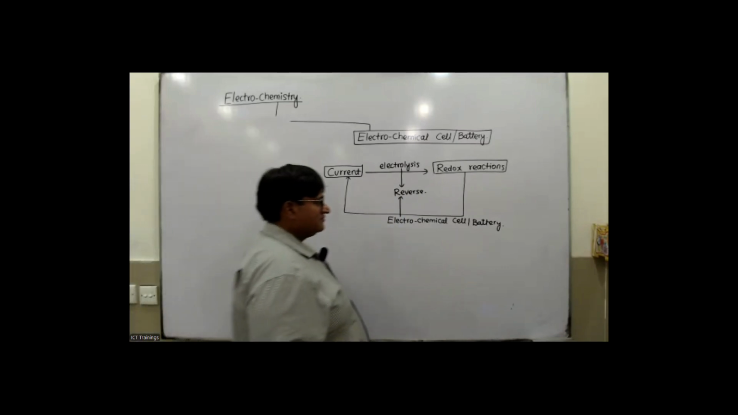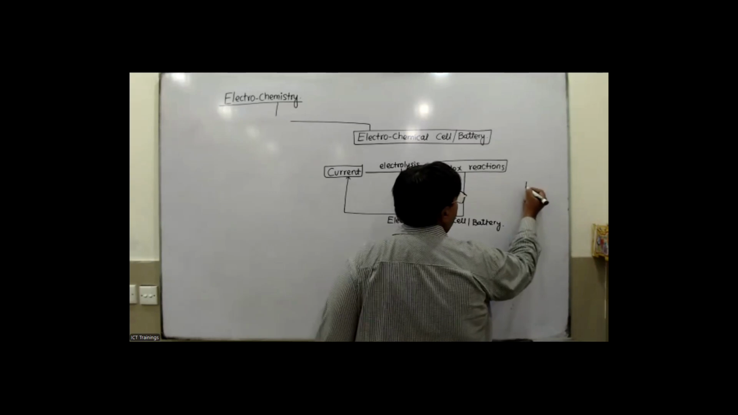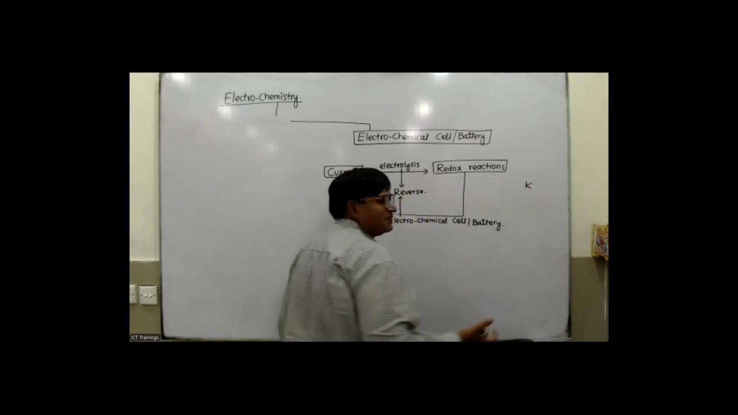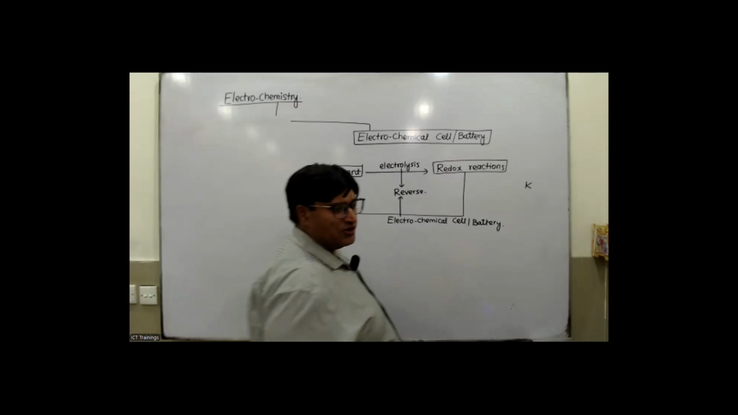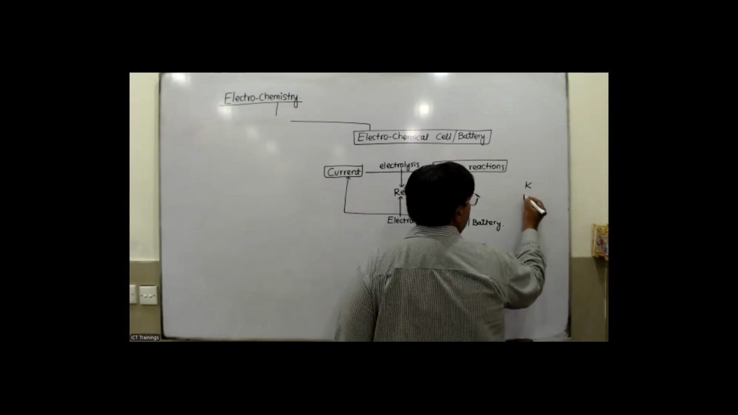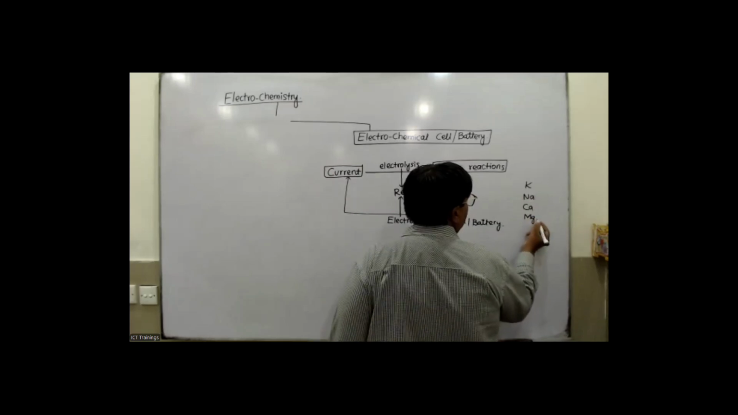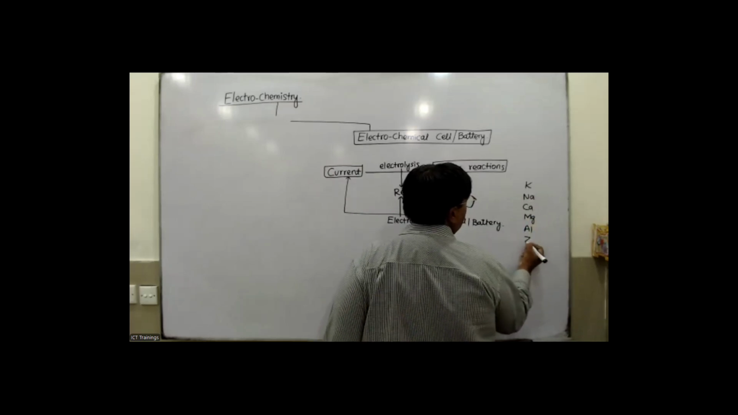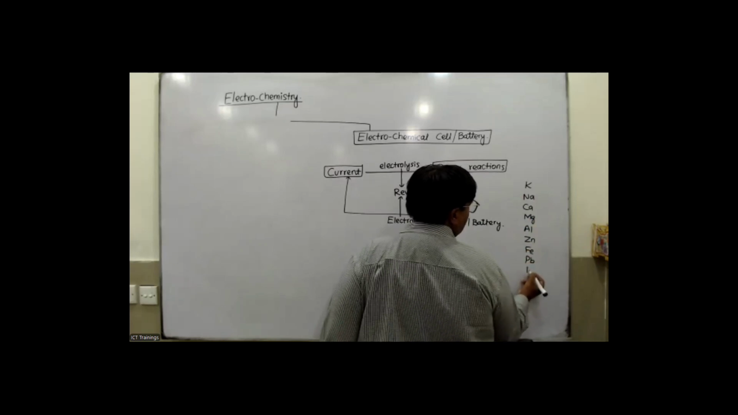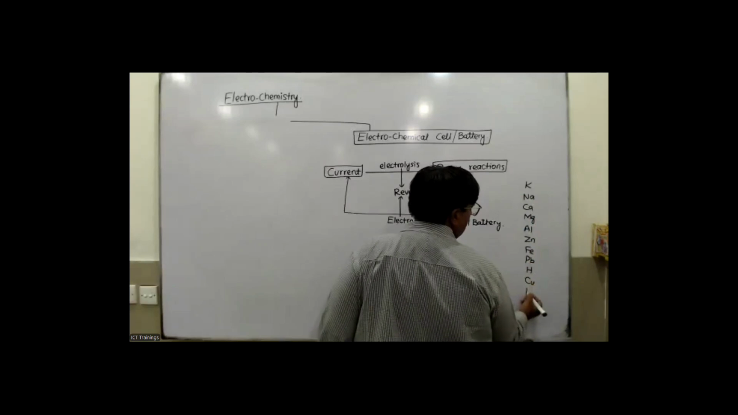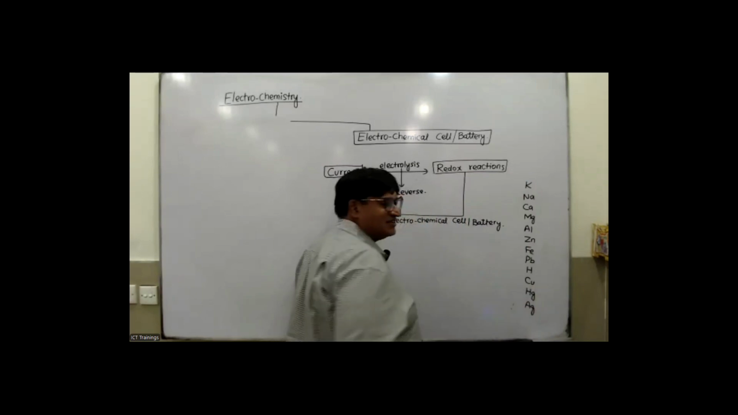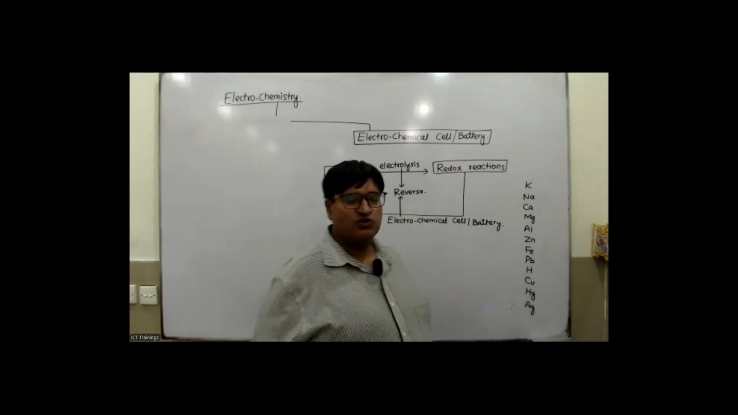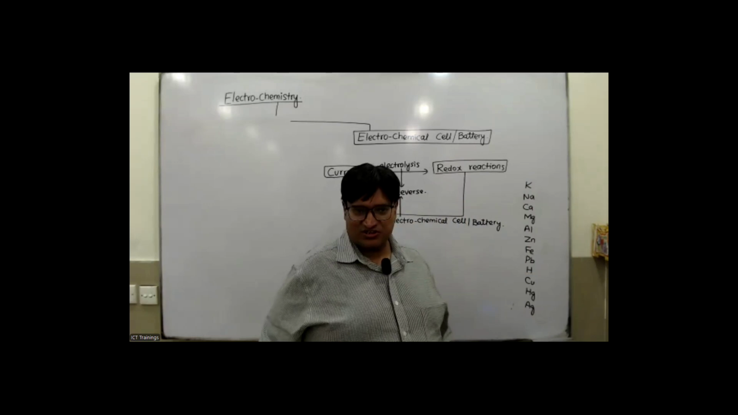The first thing I'm going to write down is a reactivity series up here. You have studied it in your O levels. That is potassium, sodium, calcium, magnesium, aluminium, zinc, iron, lead, hydrogen, copper, mercury, and silver. So this is the reactivity series. I think every one of you would be well aware of it.